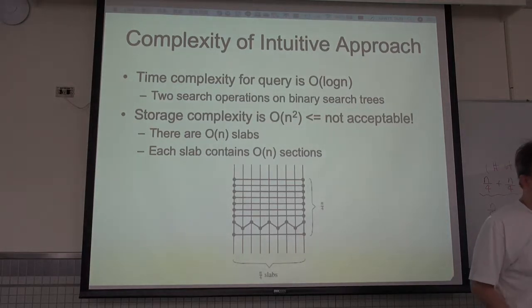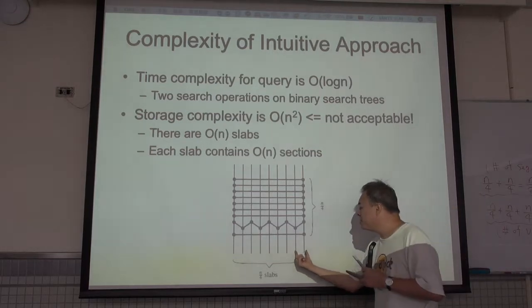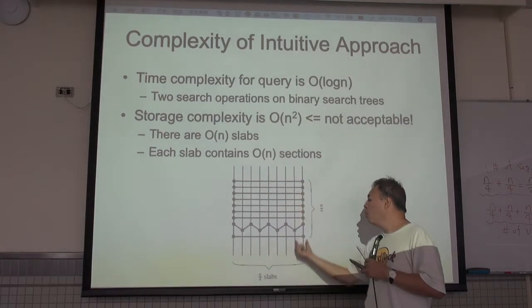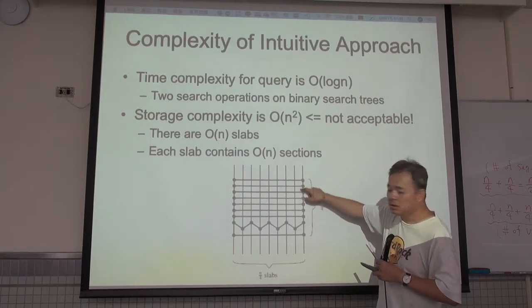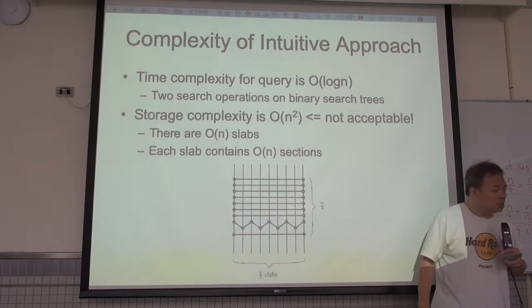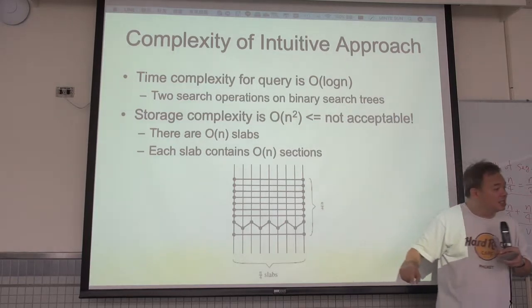To be more accurate, you can say it's n over 4 minus 1. Okay, but roughly n over 4, right? In terms of order, it's not an issue. So for this slab, as I said, you need an additional binary search tree to be able to identify which subspace the point belongs to, right?